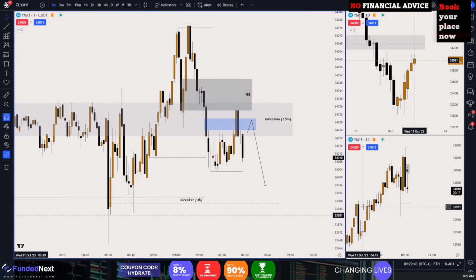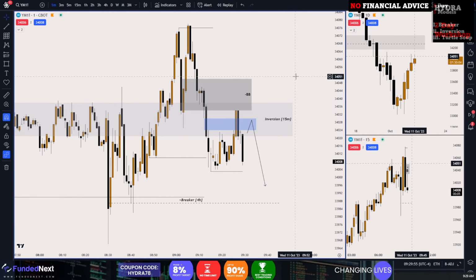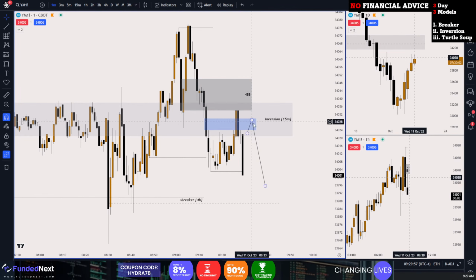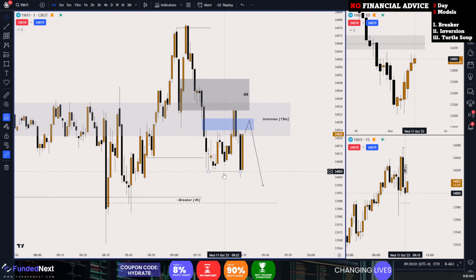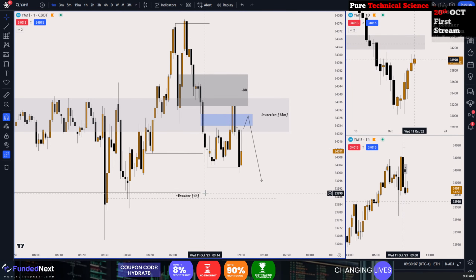So now you guys can see price is delivering lower, right? Do you guys understand the logic behind it? Why did I change my bias here? I was expecting higher prices, but why did I change my bias here and expect price going lower? Because of these relative equal lows. Now look at the delivery from 9:30. Let's see if it expands lower and hits this 4-hour breaker block.